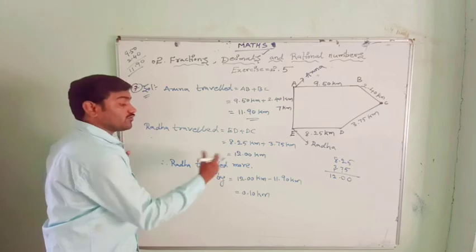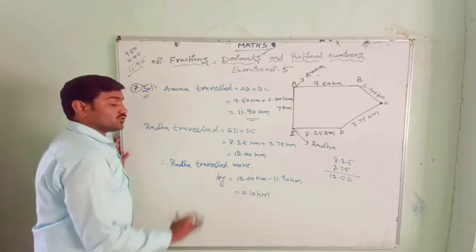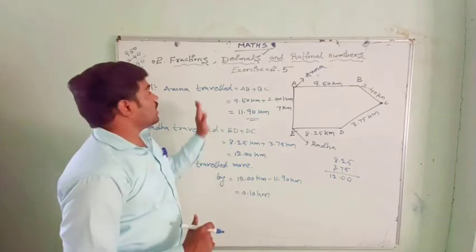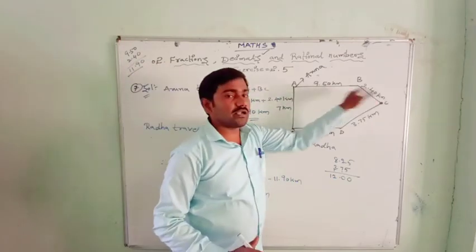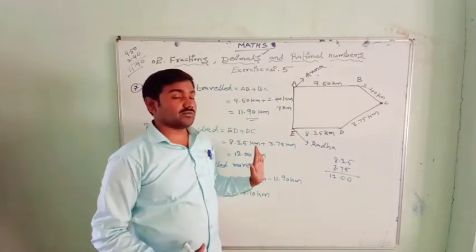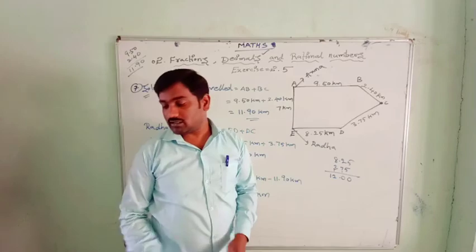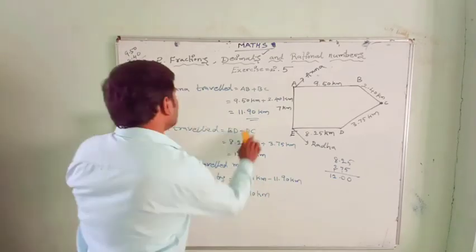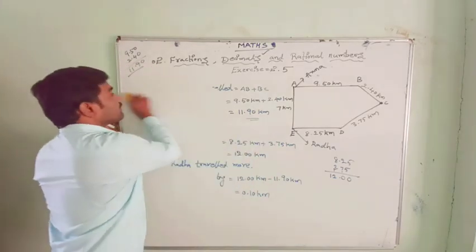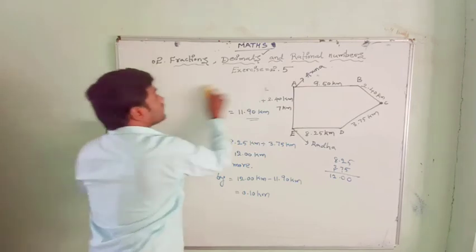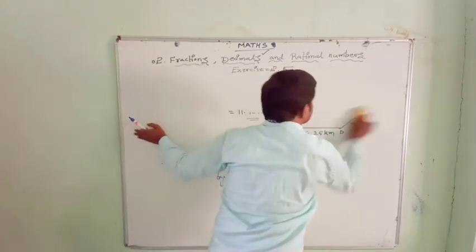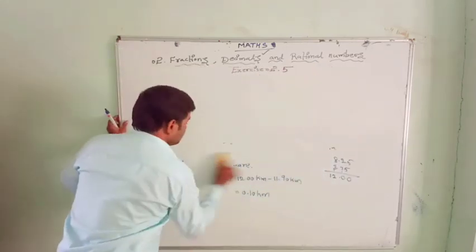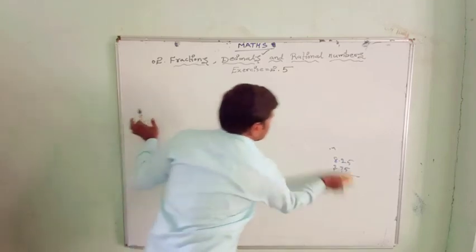That means Radha travelled more. By how much? 0.10 kilometers she travelled more. Aruna travelled less, that means 11.90 kilometers only. But Radha travelled 12 kilometers. Here we can understand Radha travelled more by 0.10 kilometer. Then we have the last question of this exercise now. Let us start with that now.